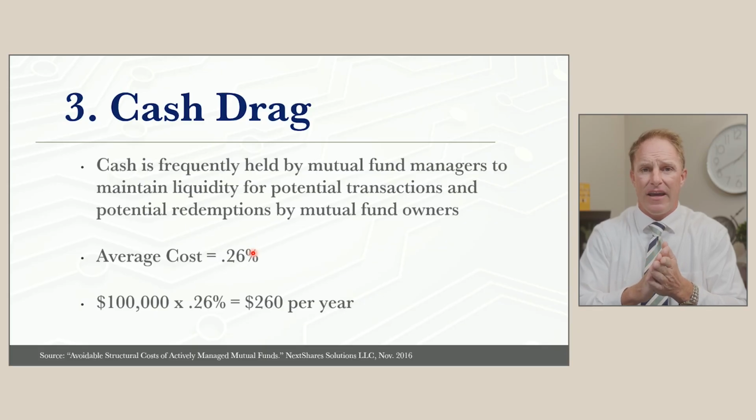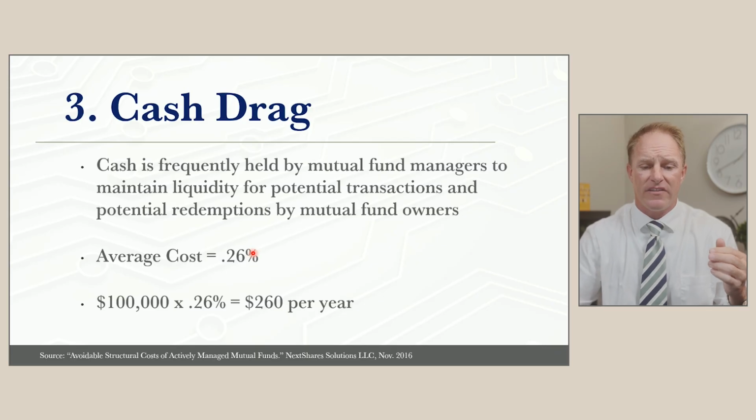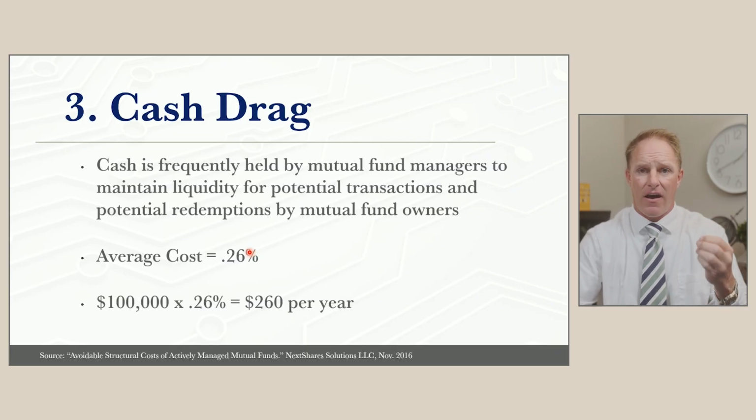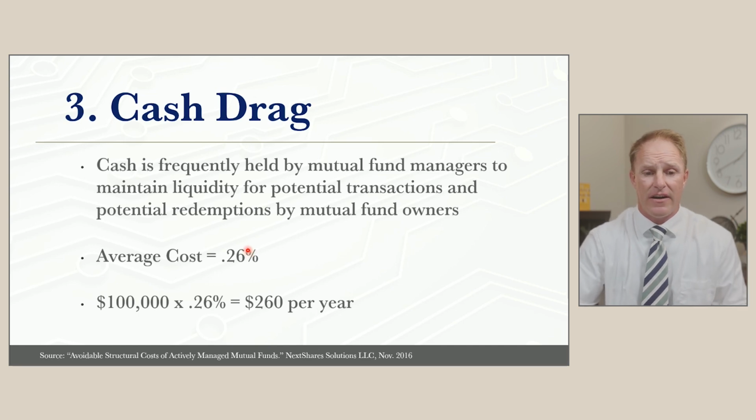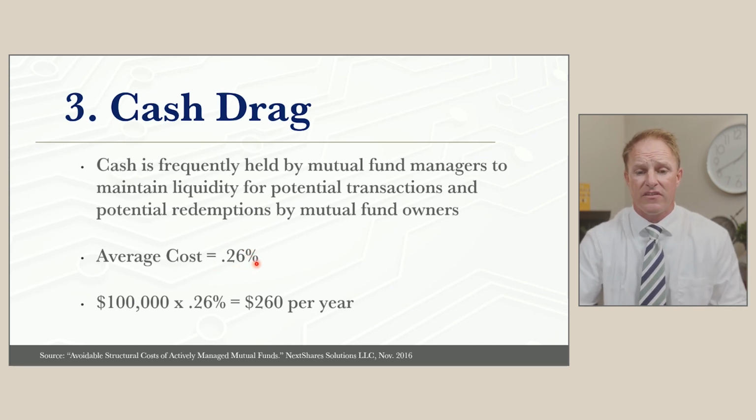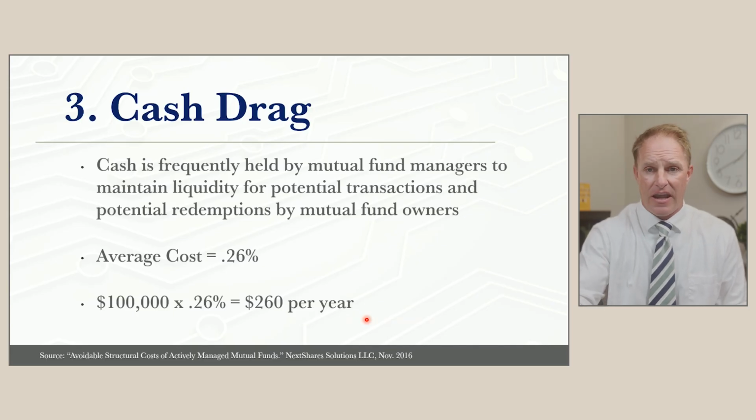Now, it could work the opposite way. In a bad year, having higher cash can be a good thing because it won't go down when the stock market goes down. But having said that, on average, the market goes up 7 out of 10 years. A study that I cited for cash drag found that the average cost to the average mutual fund investor on an annual basis is about 0.26% per year. So on a $100,000 investment times 0.26%, that's $260 per year in cash drag costs.